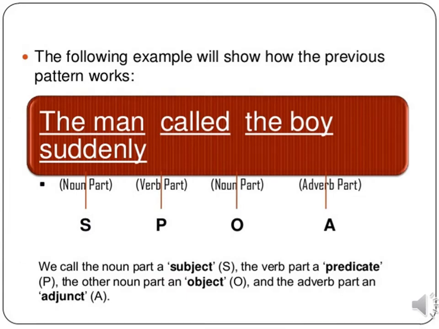The following example will show how the previous pattern works. The example: the man called the boy suddenly. You can see noun part, verb part, noun part, and adverb part. We call the noun part a subject, or S, the verb part a predicate, or P, the other noun part an object, or O, and the adverb part an adjunct, or A.